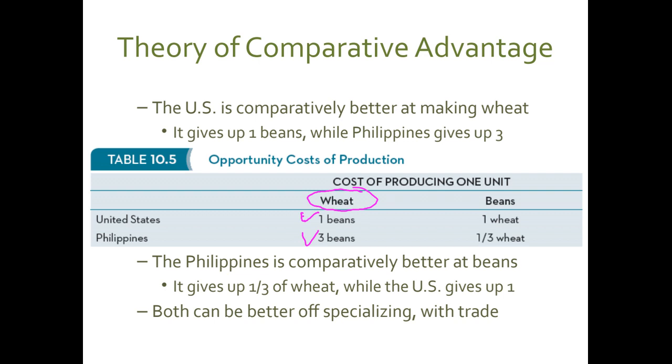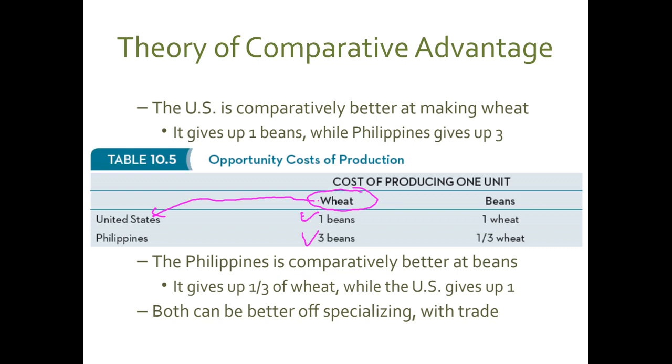So the United States has comparative advantage in the production of wheat. Why? So I'm just connecting this. The US has comparative advantage in the production of wheat. How do I know? Because the opportunity cost, the cost of producing wheat, is lower compared to the Philippines.